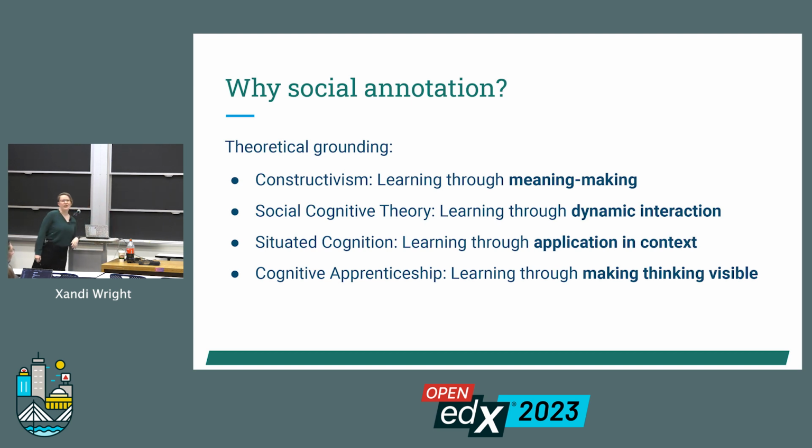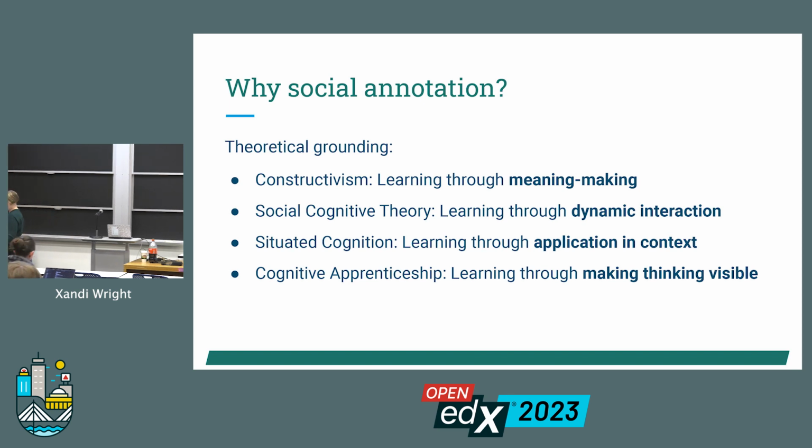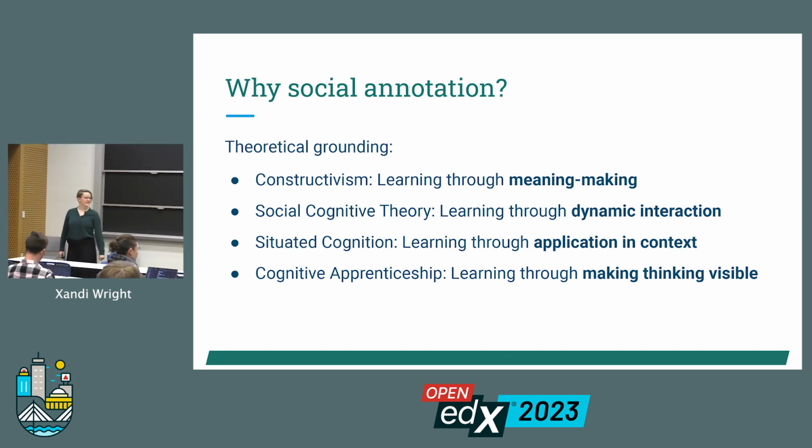Social cognitive theory also, folks interact with their environment, they interact with each other. Those things influence in both directions. So when you annotate something and you see someone else annotating, you influence each other in both directions and get learning in both directions.